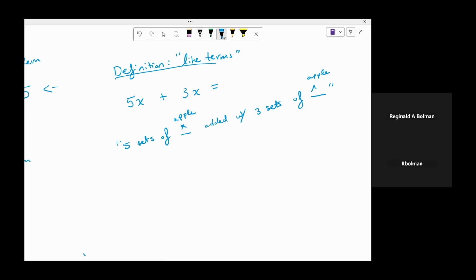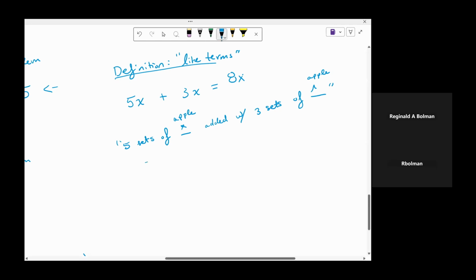But regardless of the specific fruit or the specific item that I choose to represent my sets of something, once I start talking about 5 sets of apples added with 3 sets of apples, and I ask the question, well, how many sets of apples do I have in total? Well, I clearly should have 8 sets of apples. At least reason would dictate that I should have 8 sets of apples. That's an argument that I could make for why 5x plus 3x should equal 8x.